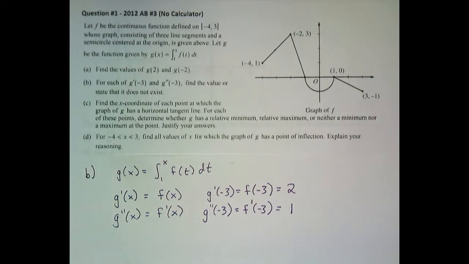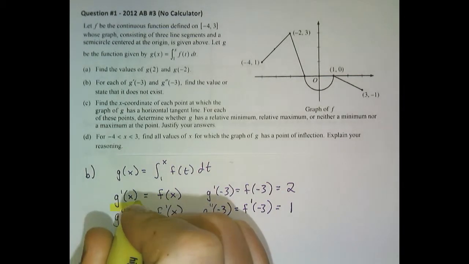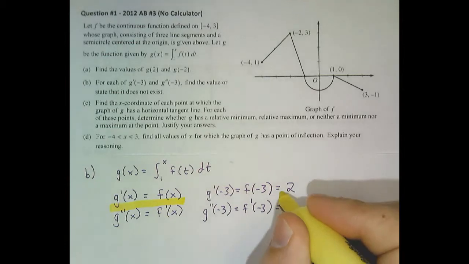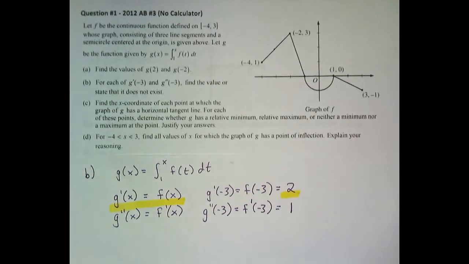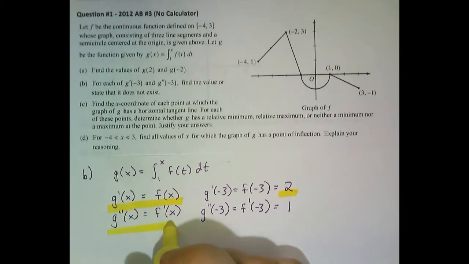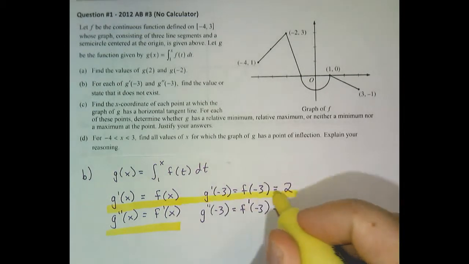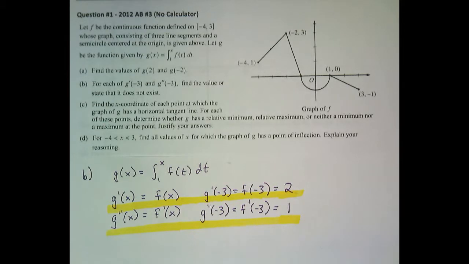This is also worth 2 points. Stating the relationship between g prime and f to find the answer, and stating the relationship between g double prime and f to find the answer. Sorry, g double prime and f prime. I think the way that I've written out here is perhaps the most succinct way of showing all of the work needed for getting full credit on that part. All right, let's move on to part C.